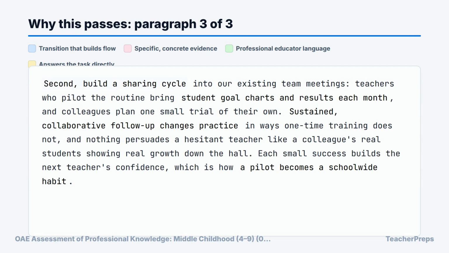Notice how second opens the paragraph as a clean transition marker that signals we are completing the two-step structure introduced in paragraph 2, keeping the response tightly organized for the scorer. The image of colleagues bringing student goal charts to a monthly meeting is concrete and observable evidence, not an abstract policy, which is exactly what rationale and support rewards. I close with a causal chain. Small success builds confidence. Confidence builds habit. That explicitly explains why the step would be effective, satisfying the final clause of the task prompt.